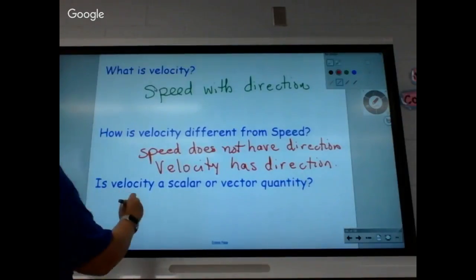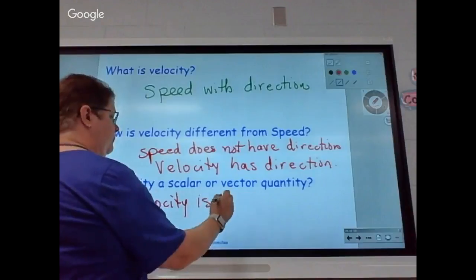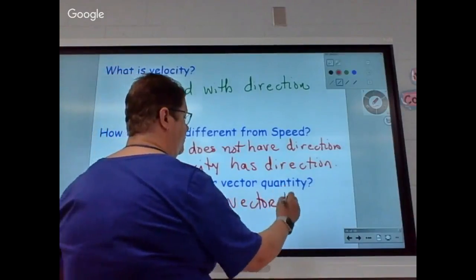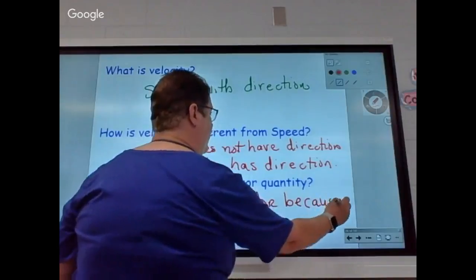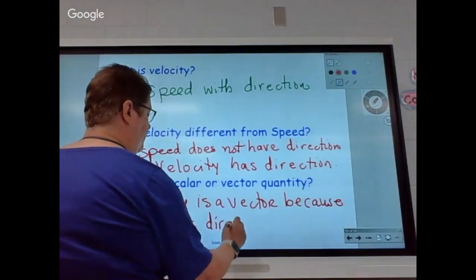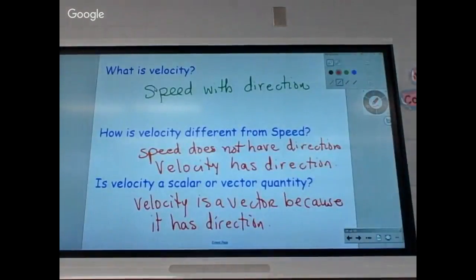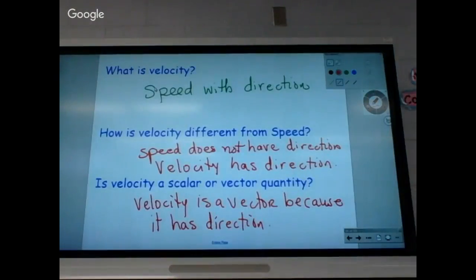That's right. All right. Velocity is a vector because it has direction. Okay, vectors have direction. So velocity is a vector because it has direction. Okay, scalars have no direction. So speed was a scalar because it had no direction. Everybody with us on that? Yes. Okay, now we're going to talk a little math. We're going to talk graphs and math.